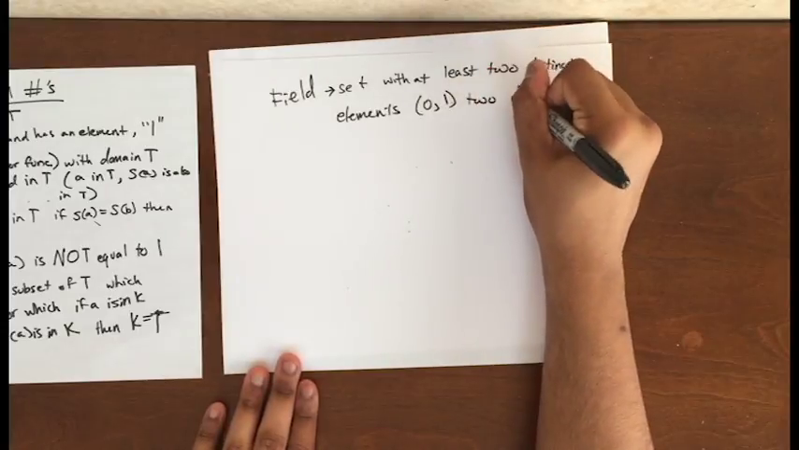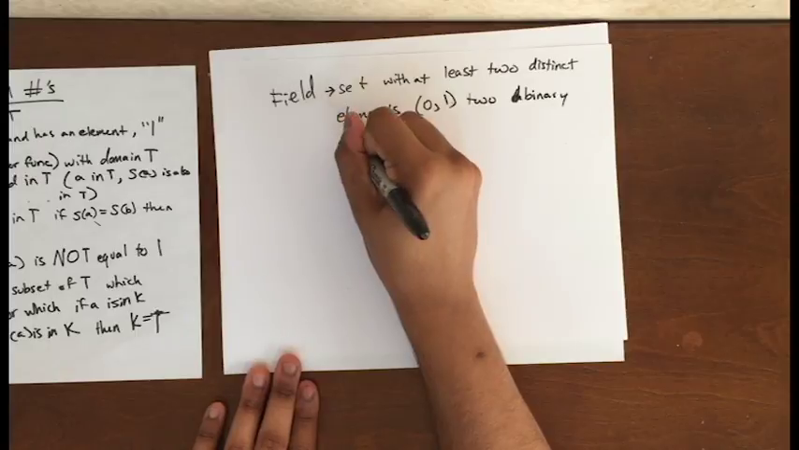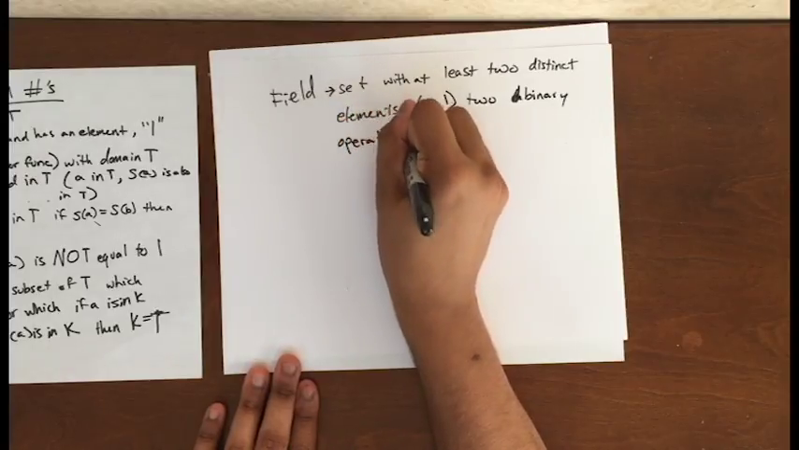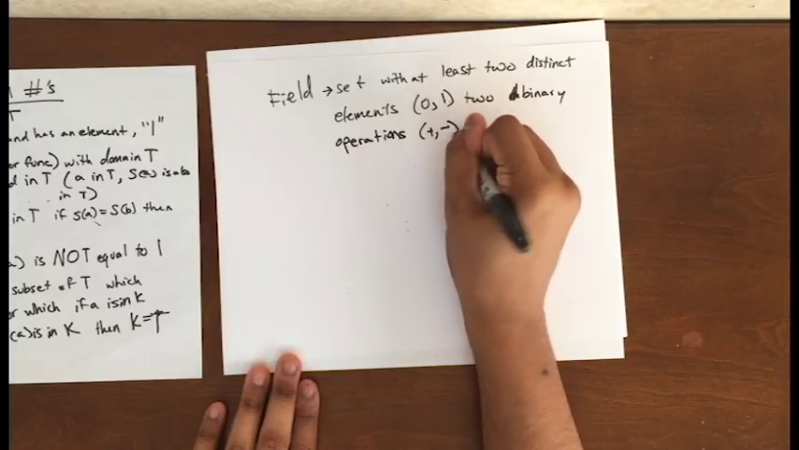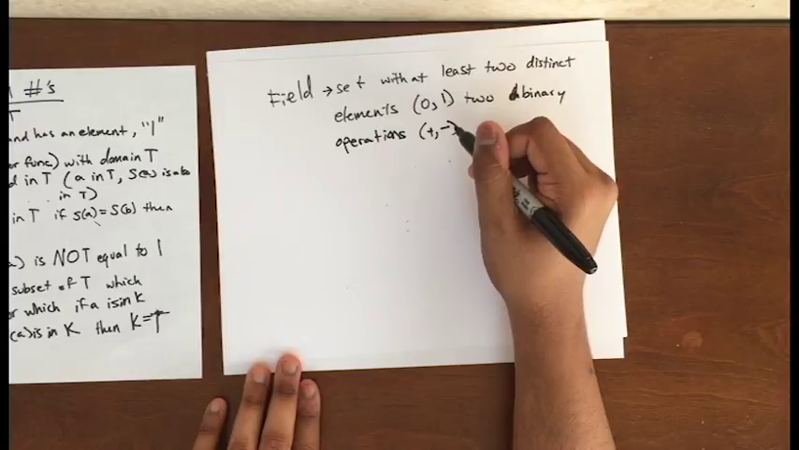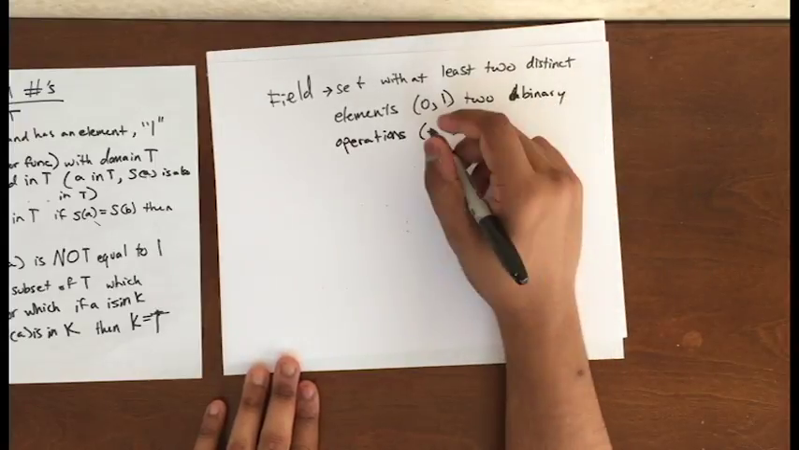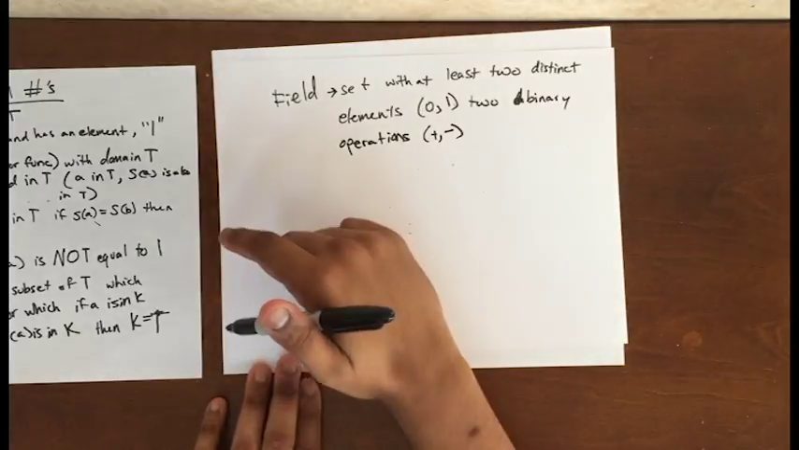And 2 binary operations, which we used plus and minus, for all of x, y, and z in the field.